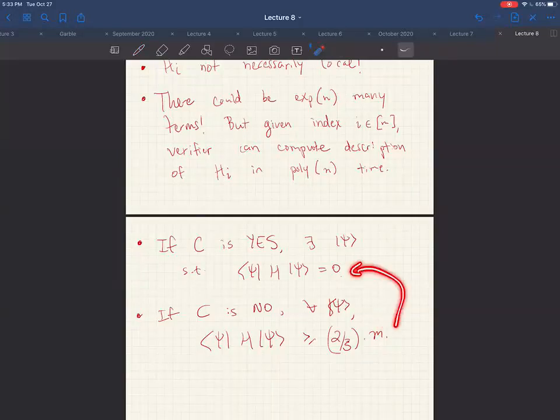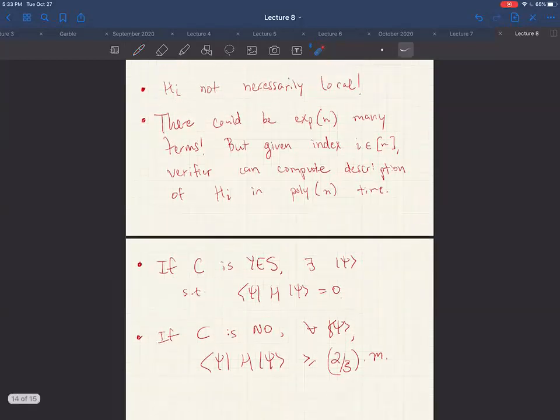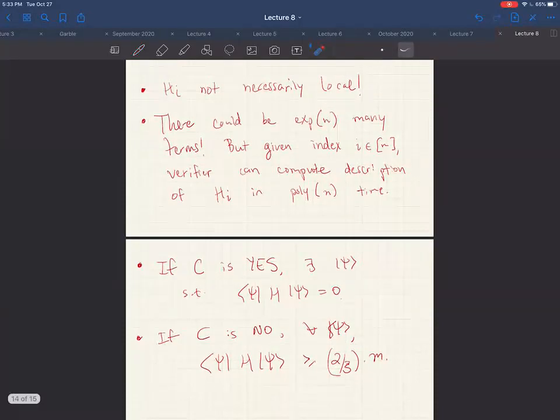And this is something we didn't even see with the Feynman-Kitaev construction. The Feynman-Kitaev construction had a very, very small gap, some inverse polynomial gap between yes and no. Here, we actually have some ginormous gap. And we're able to obtain this precisely because we don't have a local Hamiltonian and we have exponentially many terms. This is something that we can do.